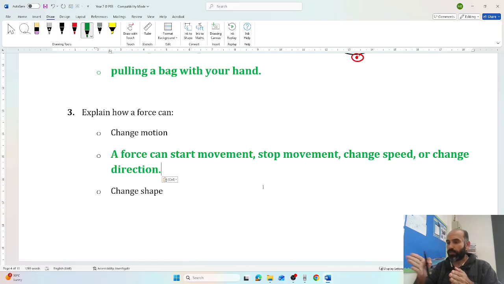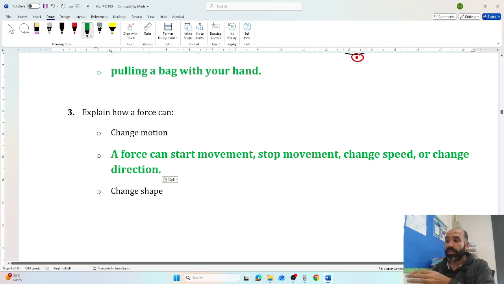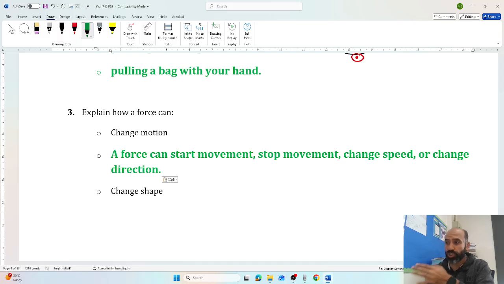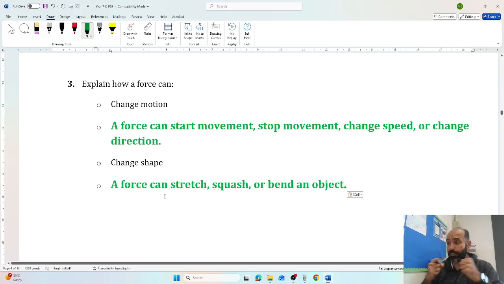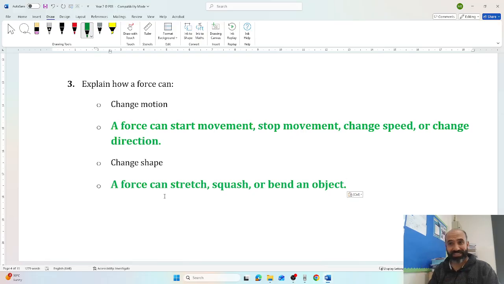If we have a car which is moving in this direction and another car just hit it, then this car will change its direction, and this one also. So this is how the force can be used to change the motion. How the force can be used to change the shape of an object? A force can stretch, squash, or bend an object, like in a spring. And this is the experiment that we will do for Hooke's law.